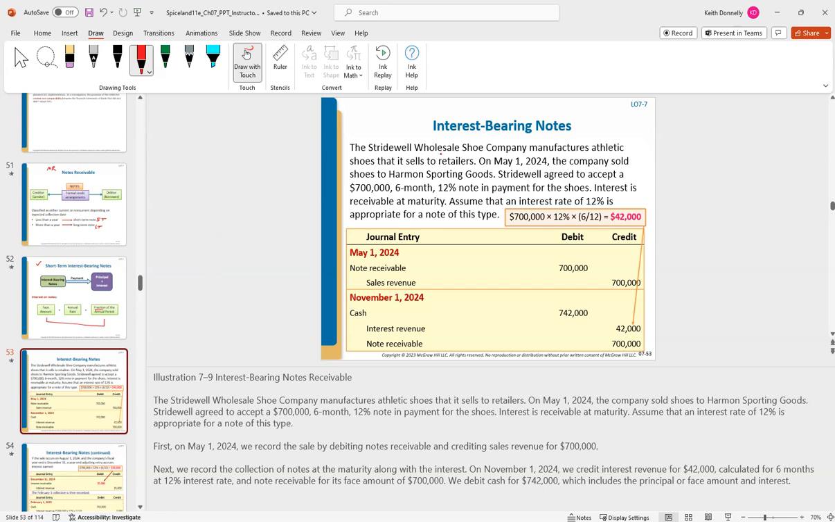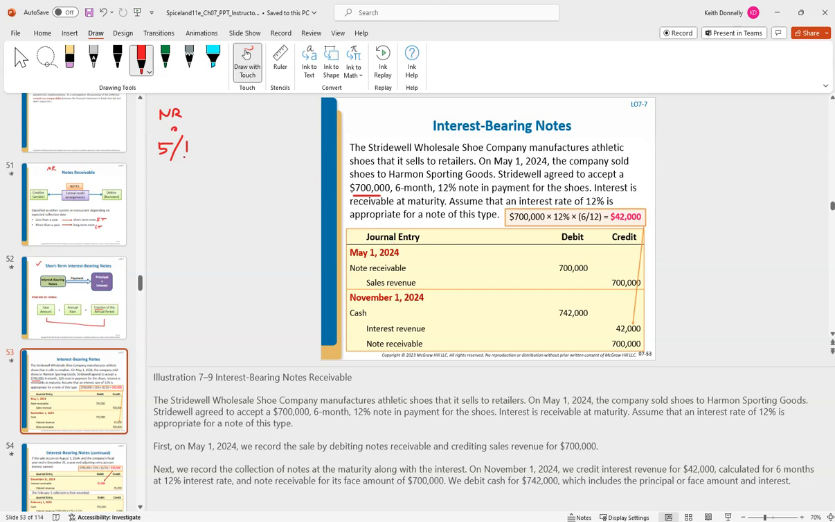It says we have a shoe company. They manufacture athletic shoes. Looks like on May 1st, they make a sale of some shoes and they agree to get a note receivable for that. The customer will pay you later. Specifically, when they pay us, it's going to be 6 months and $700,000. There's a 12% rate on this.